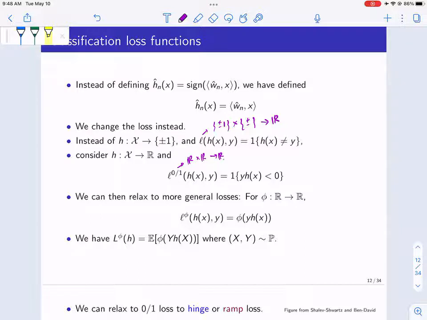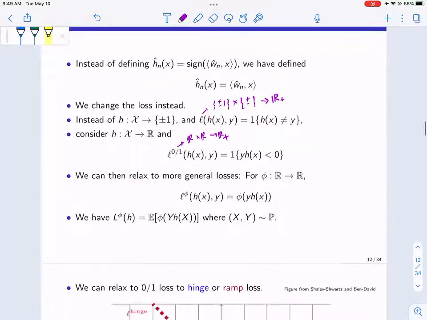And so you can see this is equivalent. Instead of looking at the sign, we look at this real value, and the sign of h(x) being different than y means we have an error. And so the indicator of this product being negative is just the 0-1 loss, right? We're going to do more abuse of notation later, but this is good enough for now. And then we can relax to more general losses rather than this indicator less than 0.